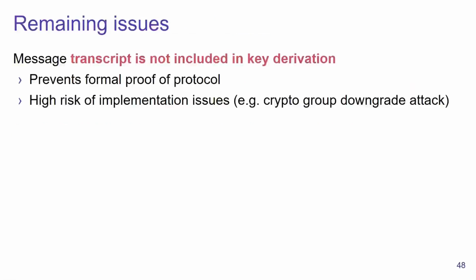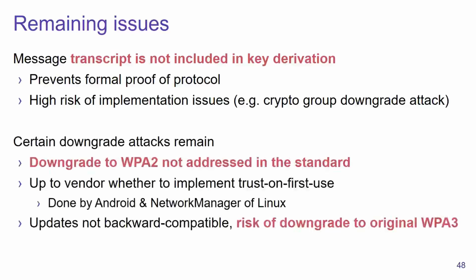There are still some remaining issues in this update to the draft IEEE standard though. Namely, the message transcript is not included in the key derivation. This prevents a formal proof of the protocol, and it also increases the risk of implementation issues where a programmer may, for example, forget to defend against downgrade attacks. Another issue is that certain downgrade attacks are not explicitly addressed. For example, the downgrade attack to WPA2 is not addressed in the IEEE Wi-Fi standard. It is up to vendors whether to implement a defense against this or not.